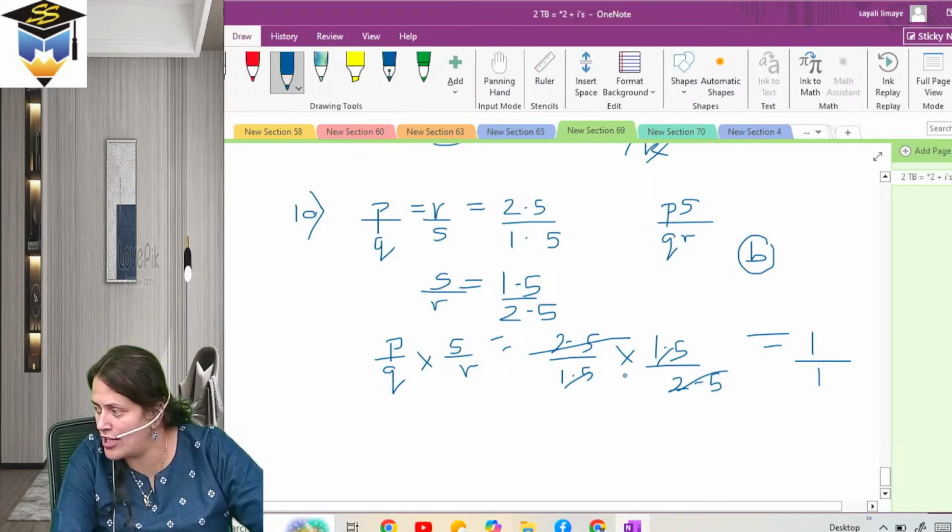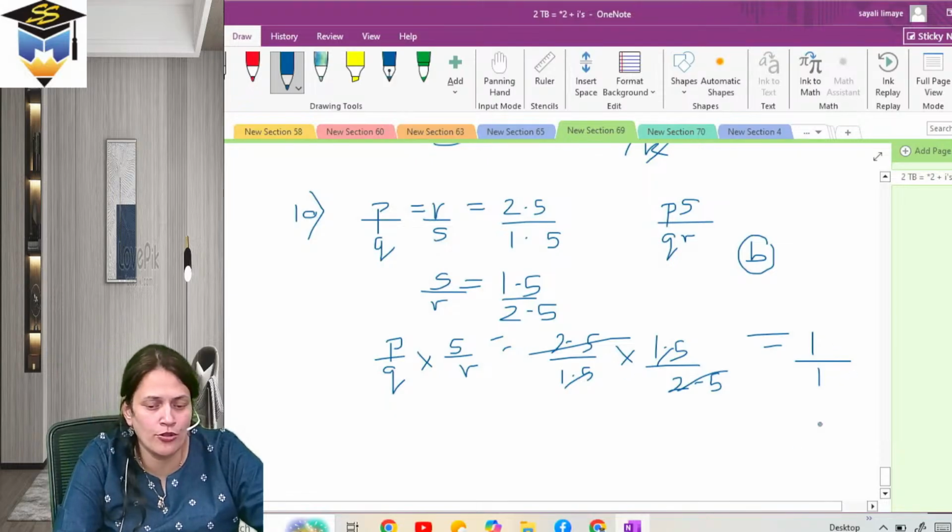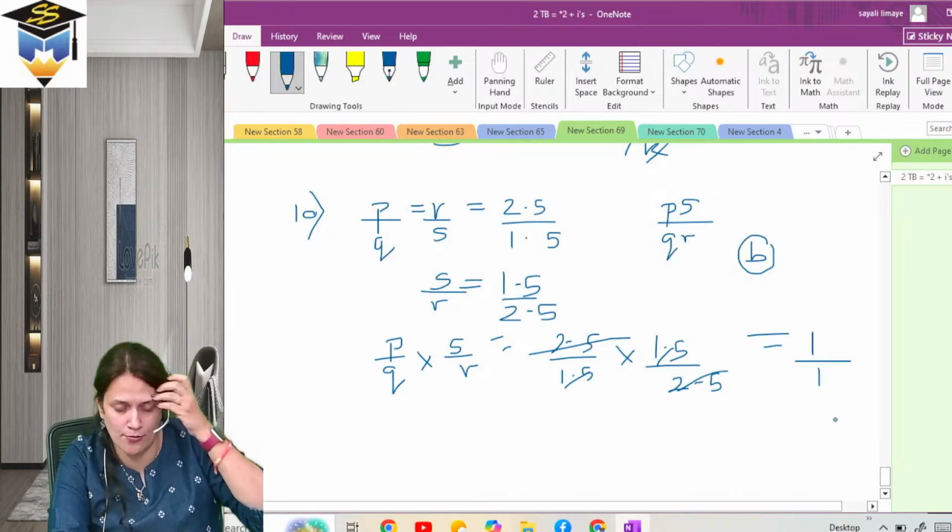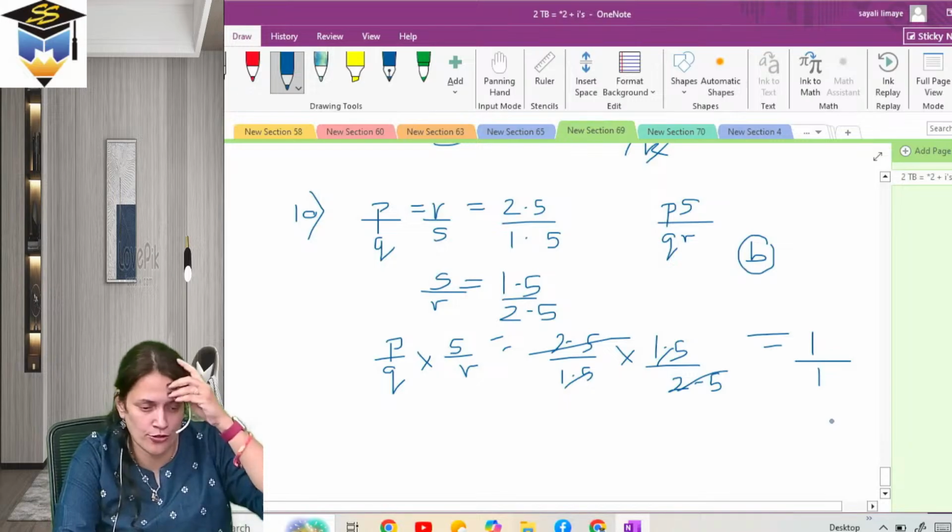Is Devraj online? If you are online, do let me know. We have started with exercise 1B. We have discussed the properties, just discussed the properties. I am going to explain them and we are going to solve the problems.